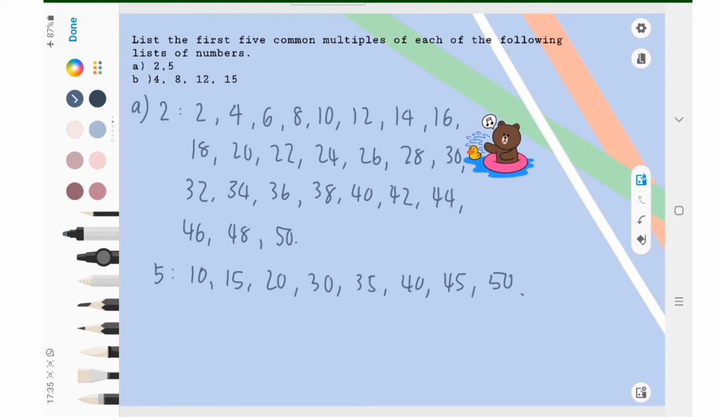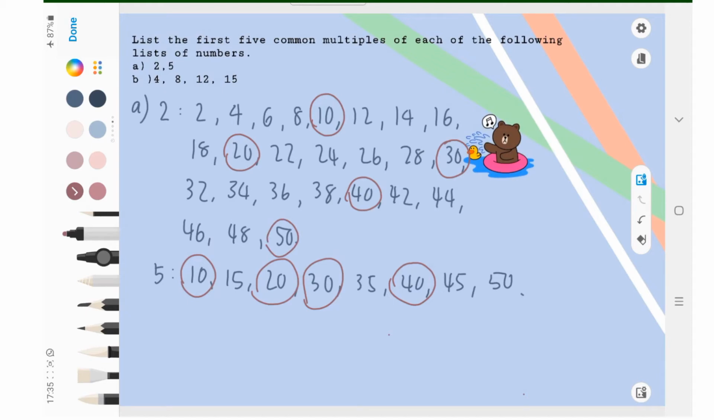and 50. Now we find the numbers that repeat for 2 and 5. It means the number is a common multiple of 2 and 5, which are 10, 20, 30, 40, and 50. And this is your answer.